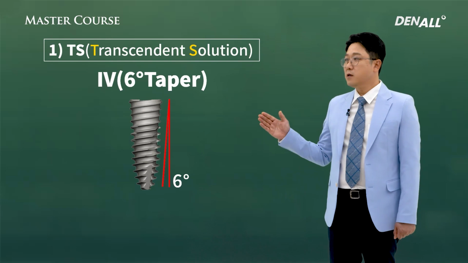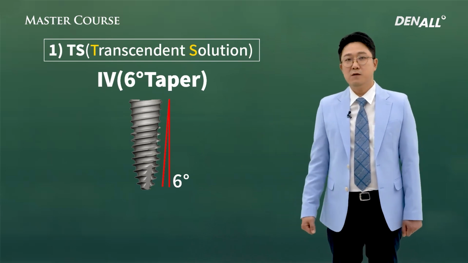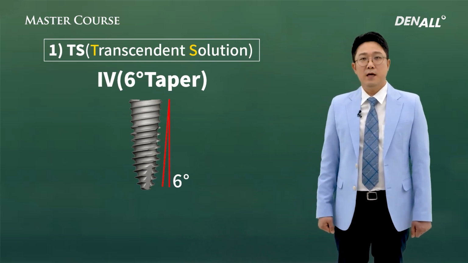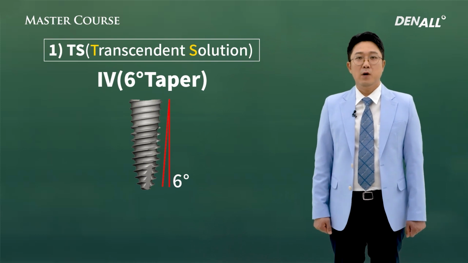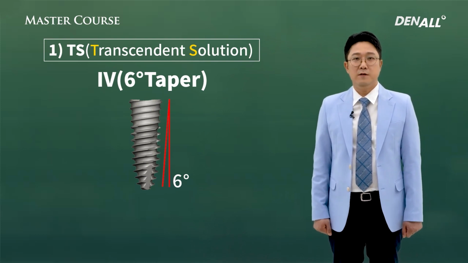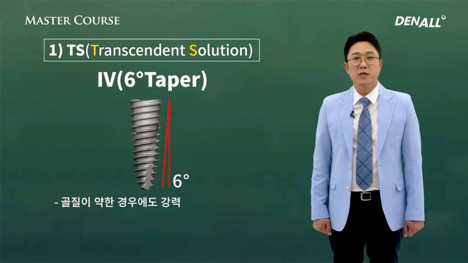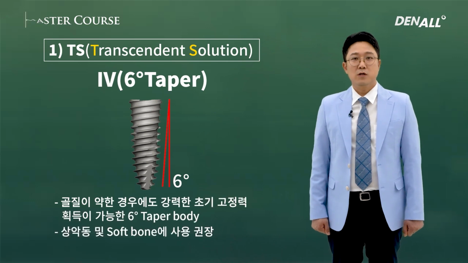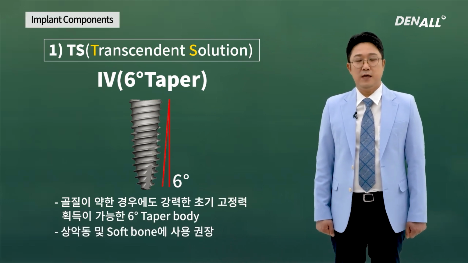6 degrees taper. This is a significantly tapered TS4 implant and it has more contact with the bone. Therefore, even if the bone quality is bad, you can get good primary stability.